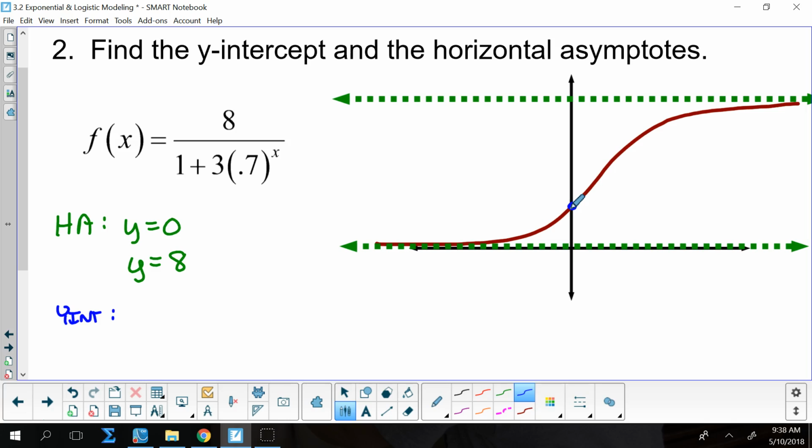Zero comma 2. Do we agree with 0, comma 2? I have to put in 0 there, right? So that becomes 8 over 1 plus 3 times 0.7 to the 0 power. Anything to the 0 power is 1. So this is 8 over 1 plus 3. 1 plus 3 is 4. 8 divided by 4 is 2. 0, comma 2. I agree with that.